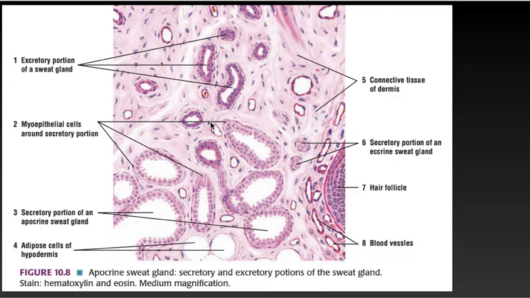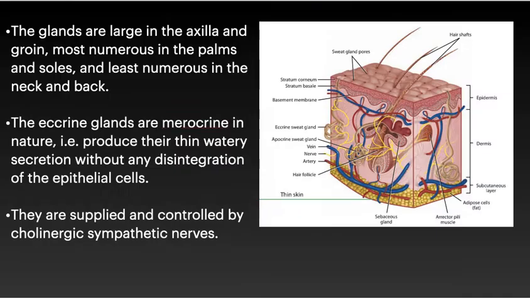So we have the myoepithelial cells around the secretory portion that are helping to squeeze the secretions. This is the secretory portion of the apocrine sweat glands along with the blood vessels, and we have the connective tissue of the dermis. Now, these glands are largely found in the axilla and the groin, most numerous in the palms and the soles, and least numerous in the neck and the back.